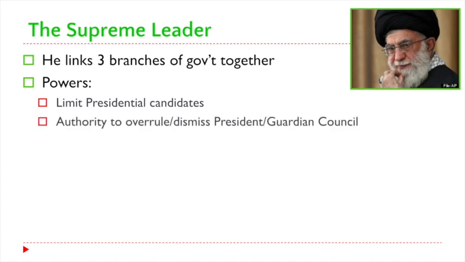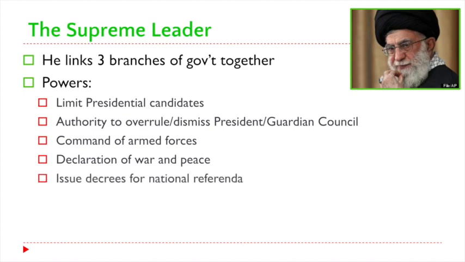But that doesn't mean that he doesn't have more powers. Because the supreme leader can have a say in who the presidential candidates are. The supreme leader can dismiss the president. The supreme leader can dismiss the guardian council, which you'll find is a pretty powerful institution. The supreme leader is the commander-in-chief. The supreme leader can issue a decree for a national referendum. So if they really want a policy, they can push it out there with a decree to have a national vote on something. Which is one of the first actions that the first Ayatollah Khomeini did, was to have a referendum on the new regime.